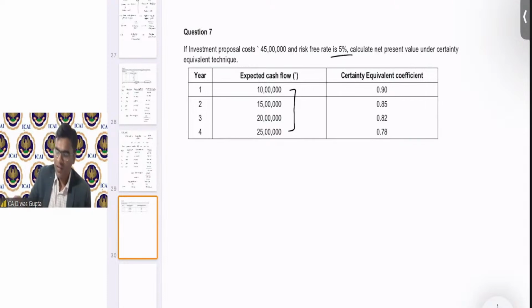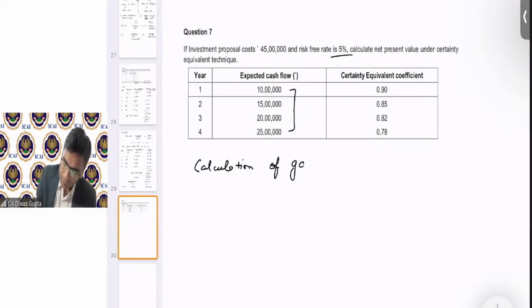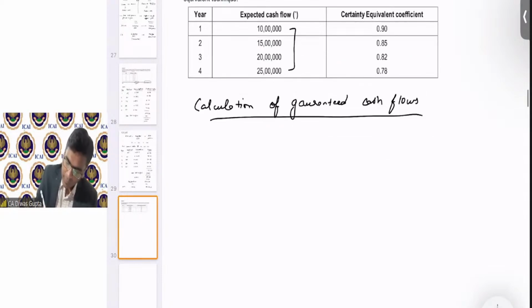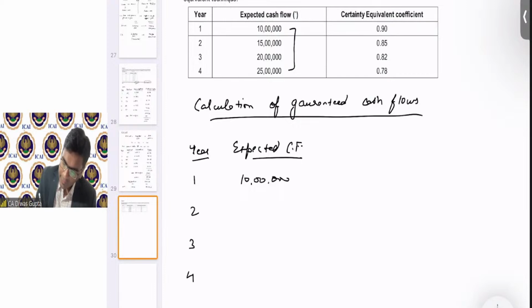So first of all, we have to convert these cash flows into the guaranteed cash flows. Calculation of guaranteed cash flows. We'll put year 1, 2, 3, and 4. Expected cash flow: 10 lakhs, 15 lakhs, 20 lakhs, and 25 lakhs.